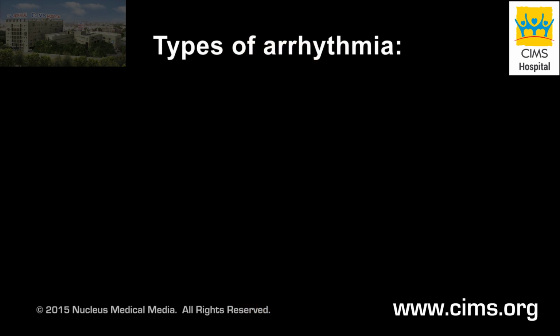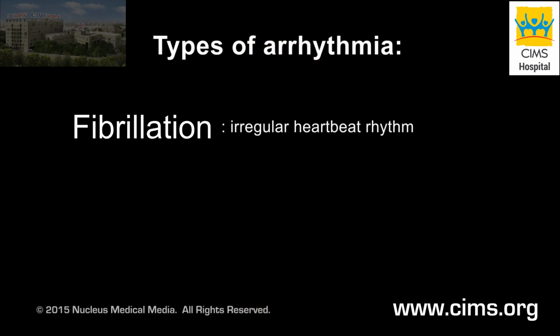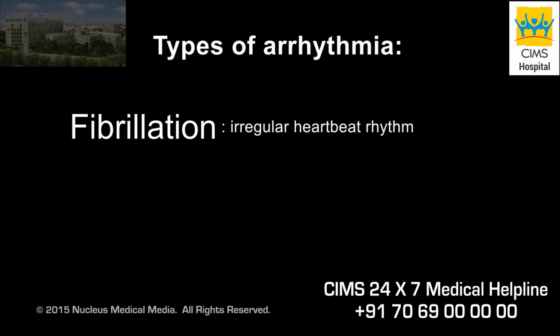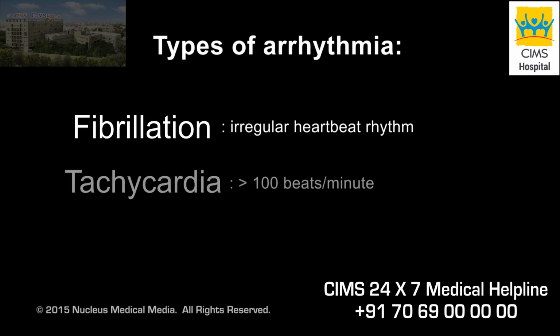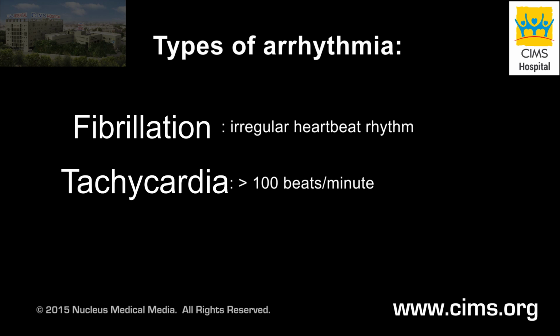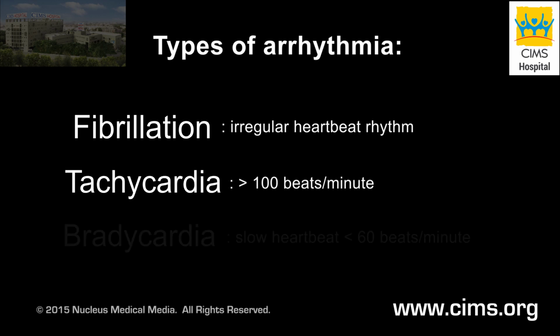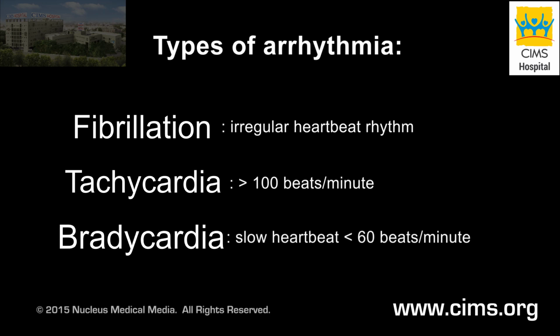Types of arrhythmias include fibrillation, which is an irregular heartbeat rhythm, tachycardia, which is a fast heartbeat of more than 100 beats per minute, and bradycardia, which is a slow heartbeat of less than 60 beats per minute.